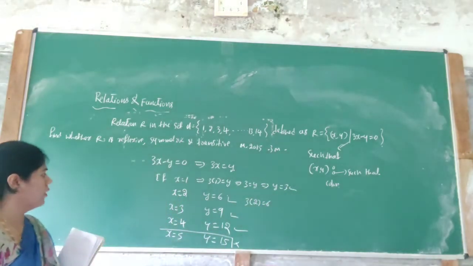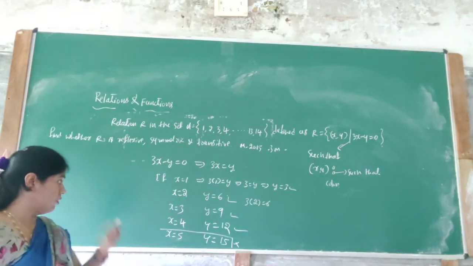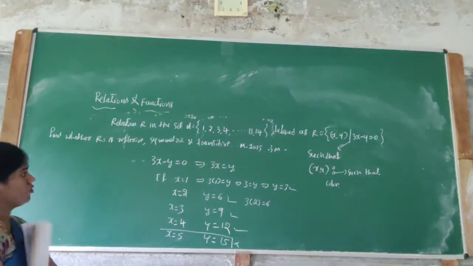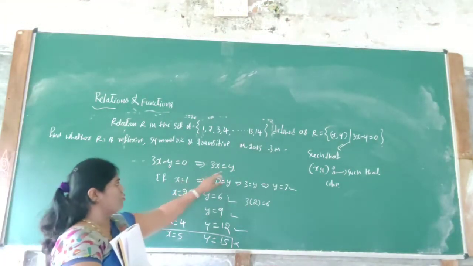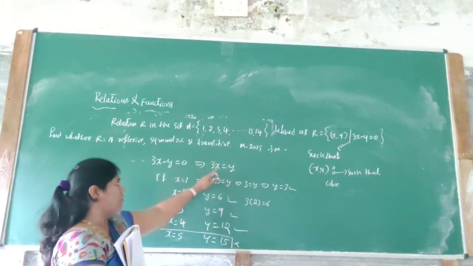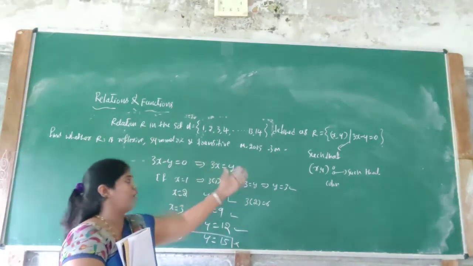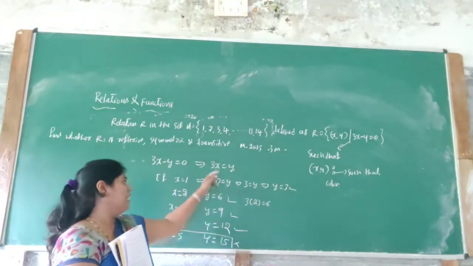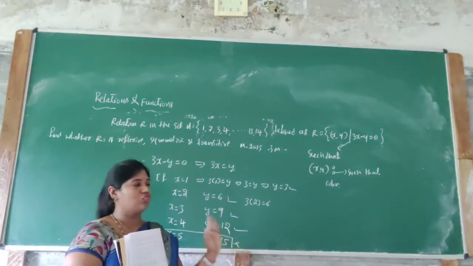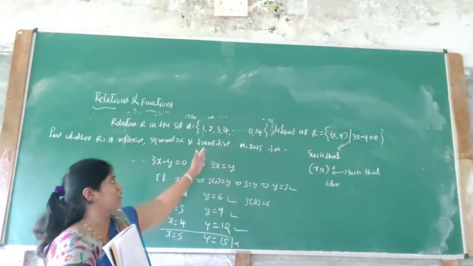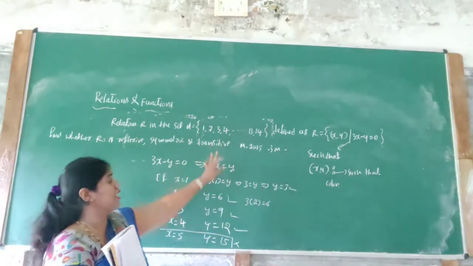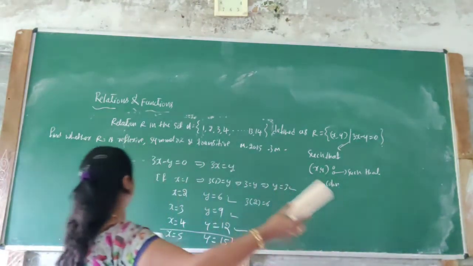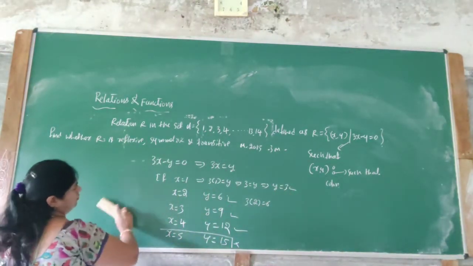If x is equal to 1, y is equal to 3. If x is equal to 2, 3 twos are 6, y is equal to 6. If x is equal to 3, y is equal to 9. If x is equal to 4, y is equal to 12. Up to here we have to take because beyond this it is not there in the set A. So, what will be the R values?